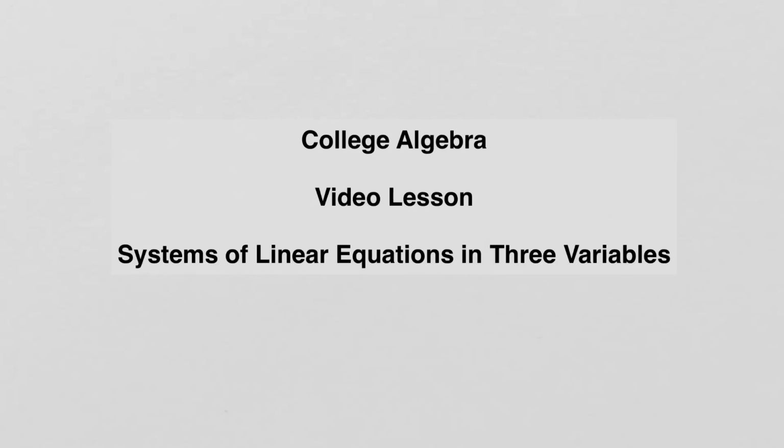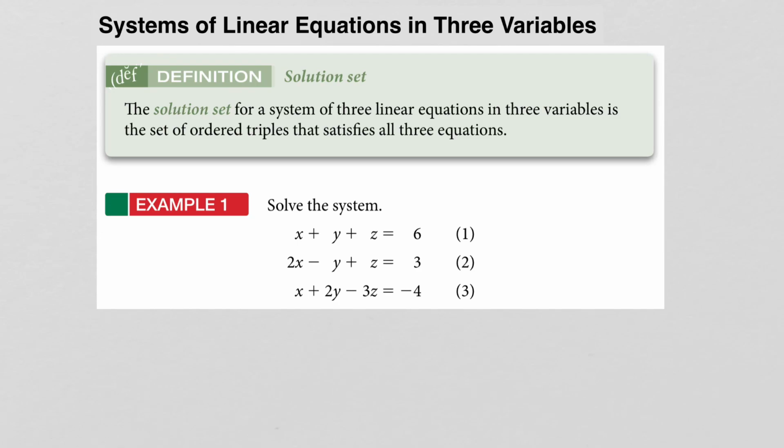Systems of linear equations in three variables. Systems of equations in three variables are very similar to systems of equations in two variables. There is just one additional variable and one additional equation.